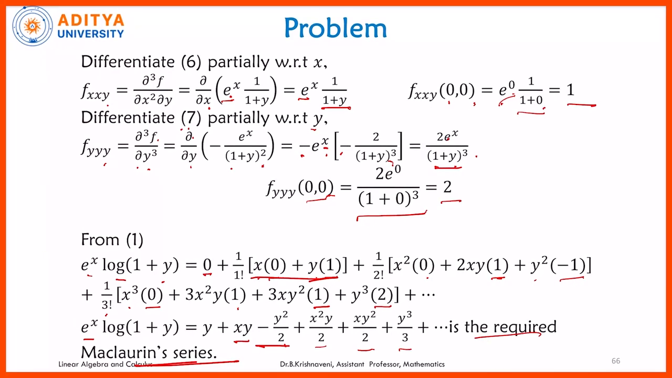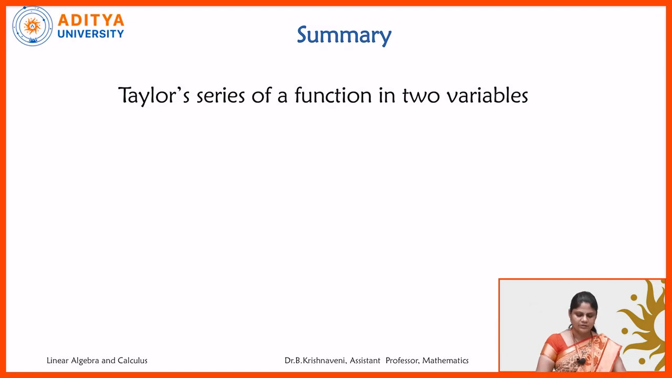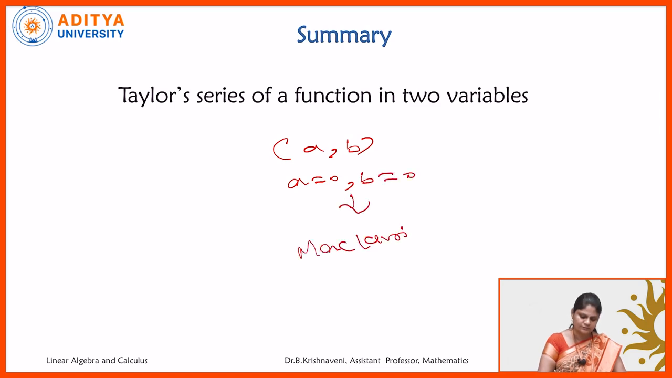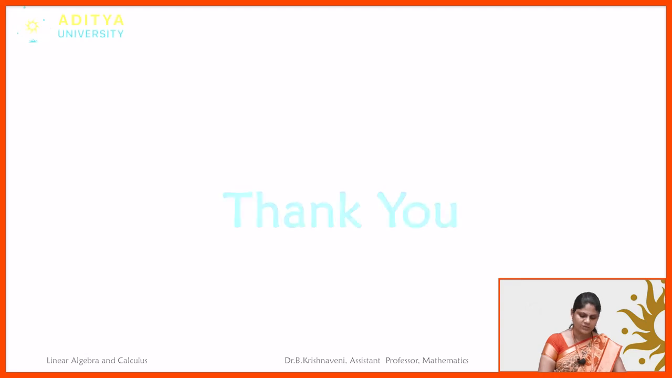So here it is. Hence, this is the lecture for today, that is Taylor series of a function in two variables, where we are taking an interval as (a,b). If you substitute a=0, b=0, this results in the Maclaurin series. Hence, we discussed both Taylor series and Maclaurin series of a function in two variables. Thank you.